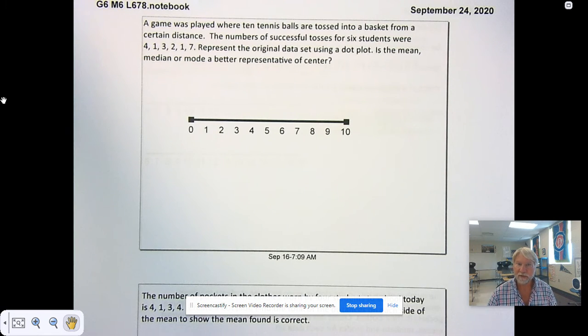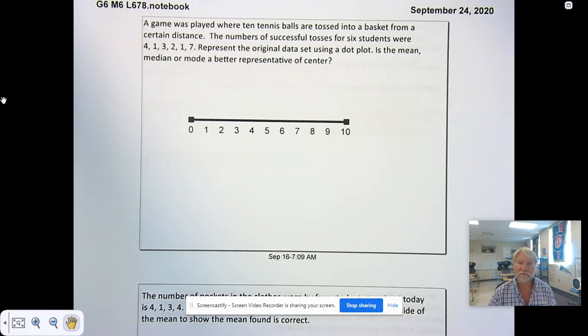A game is played where 10 tennis balls are tossed into a basket from a certain distance. The numbers of successful tosses for 6 students were 4, 1, 3, 2, 1, and 7. Represent the original data set using a dot plot.